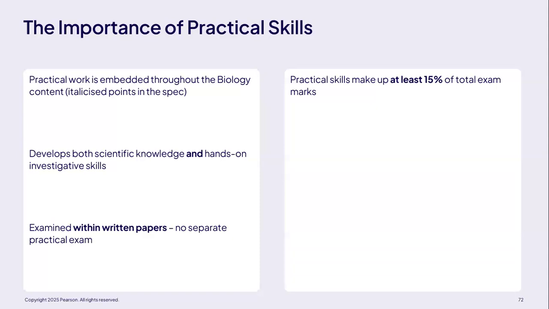Practical skills make up at least 15% of the total exam marks. When these exam papers are written, each one is checked to make sure it's balanced correctly across the different assessment objectives, across the content, and that at least 15% of the marks are based on practical skills, at least 10% of the marks are based on math skills. So each paper is carefully checked individually to make sure it meets criteria.